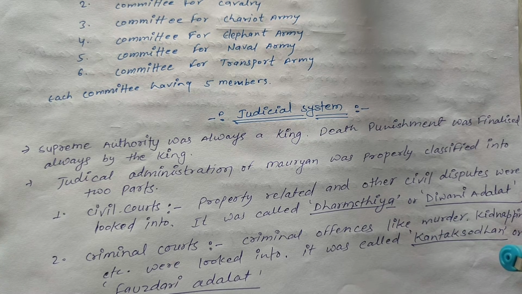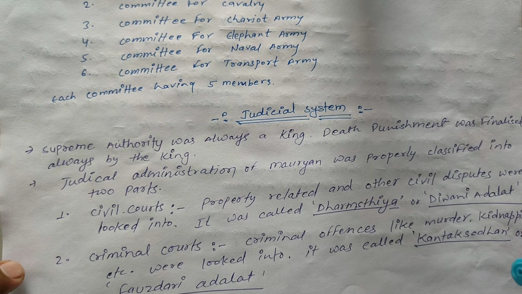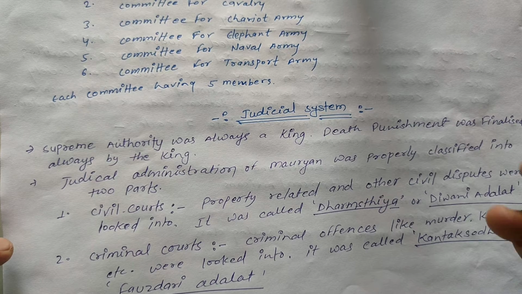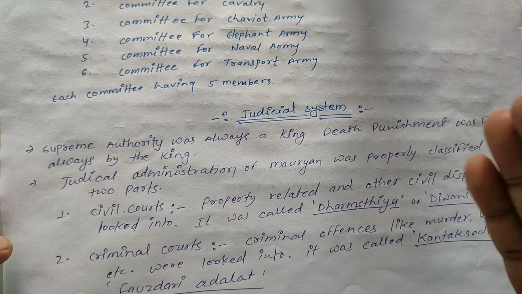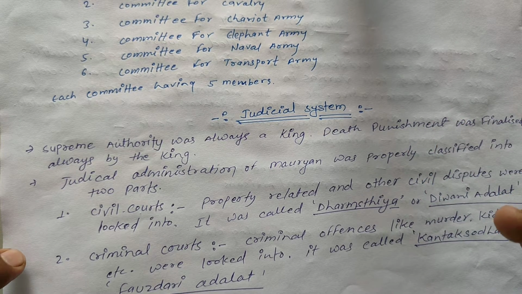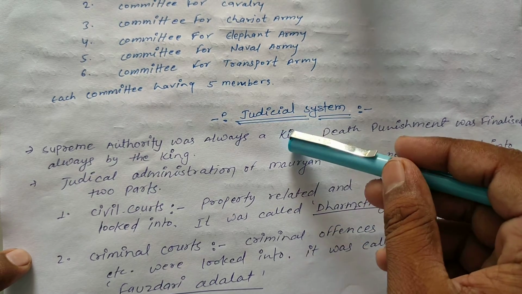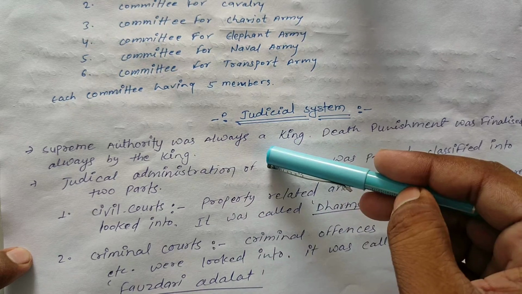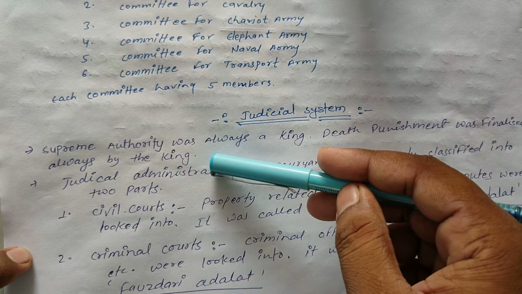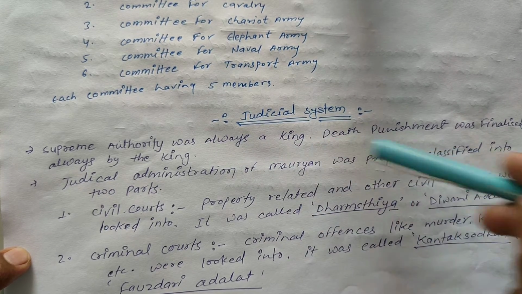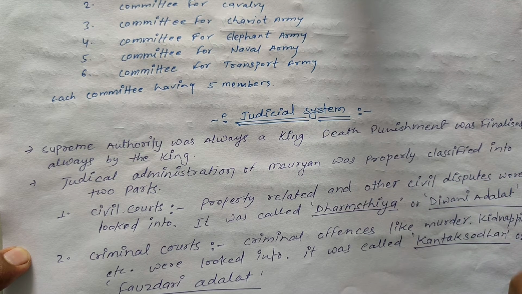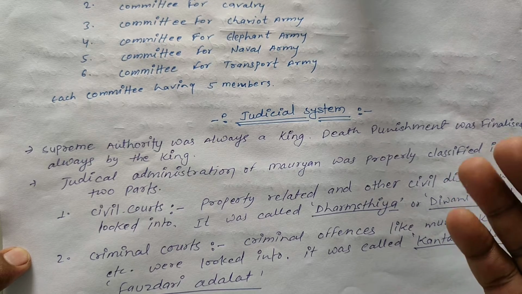Now we are coming to the judicial system in the Mauryan Empire. The judicial system is the pillar of any administration. Without a judicial system, no empire or country will run. So the Mauryan Empire also had a judicial system. In the judicial system, the supreme authority was always the king. Death punishment was finalized always by the king, same as in our constitution, where the Supreme Court is the supreme body of our judicial system.